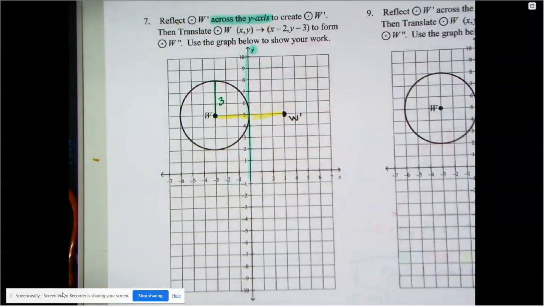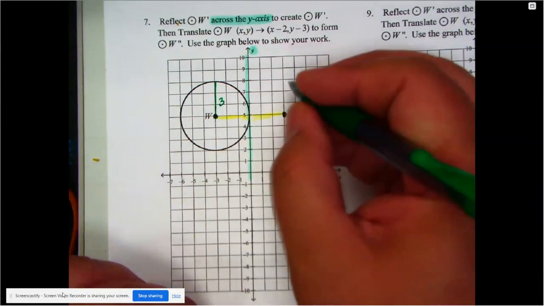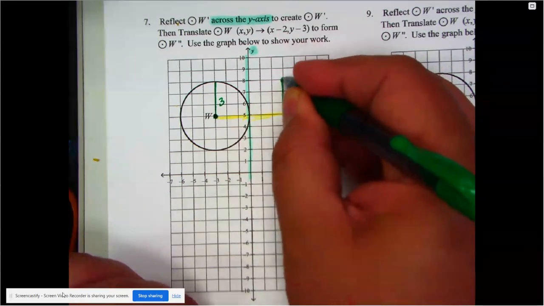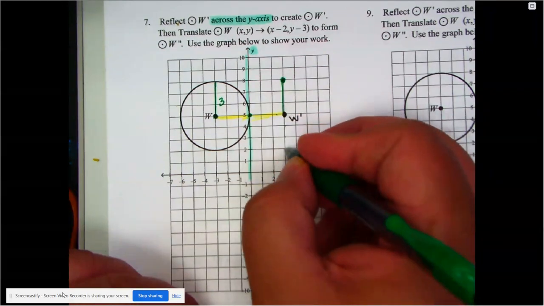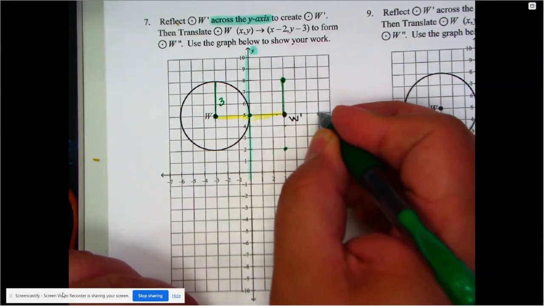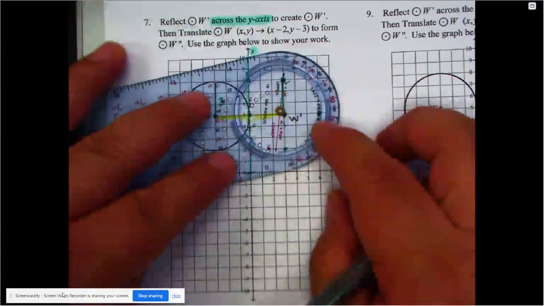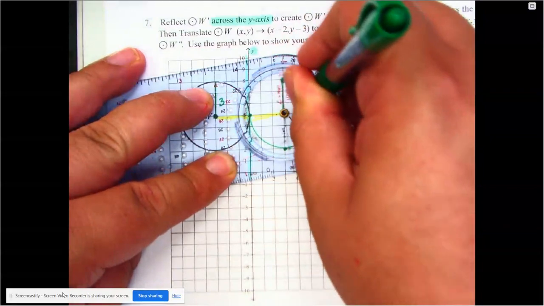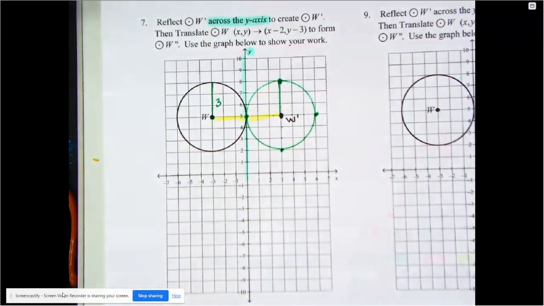And now I need to redraw the circle. So we already said, well, I have to go 3 up, 3 down, 3 to the right. I have to do 3s all the way around. So there's 3 right there. 1, 2, 3, 3 right there, 3 right there, 1, 2, 3, 3 spaces right there. All right, now I'm going to use my tool here to help me make some circles a little bit better. So do that, and close enough. There is my circle called W prime.